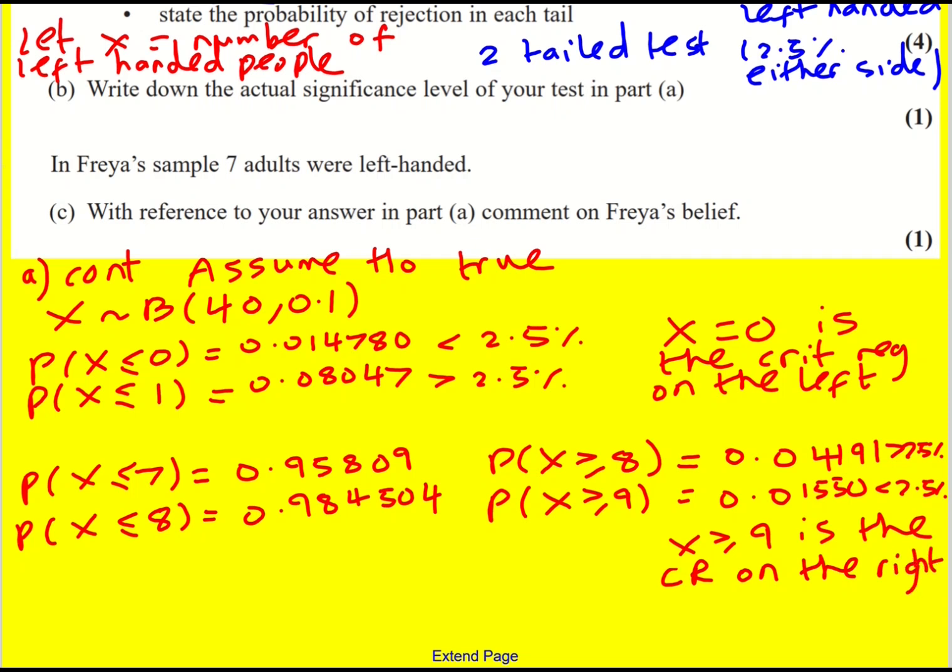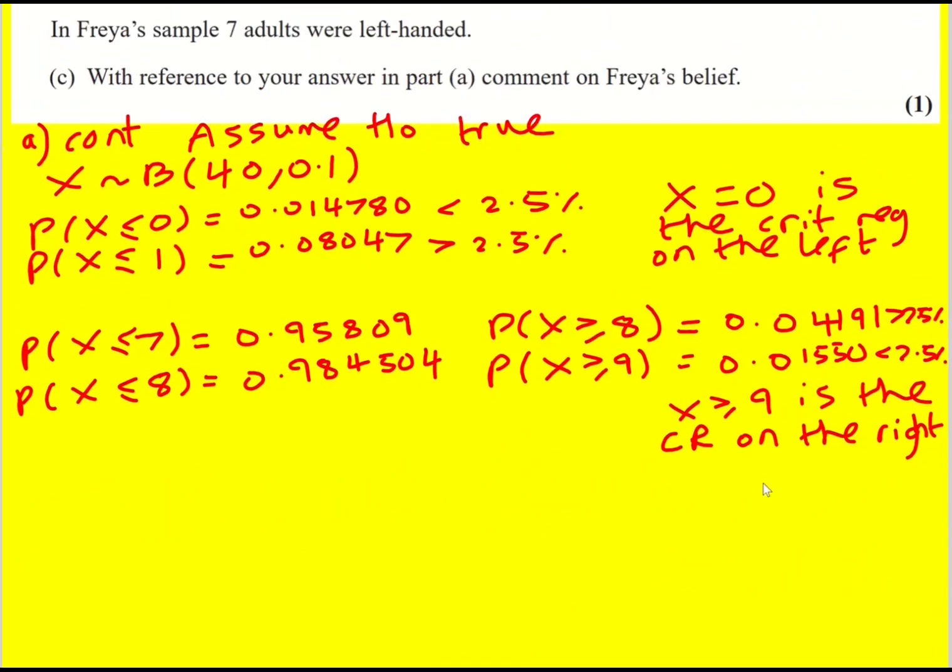If we did the experiment, we got 10 people, 11 people, 9 people, and the probability of us getting 9 or more is just 1.5%. So it's so unlikely, it's below our acceptance threshold of 2.5%, that we'd say that wasn't actually a correct assumption to begin with. H0 isn't true, and we would reject it.